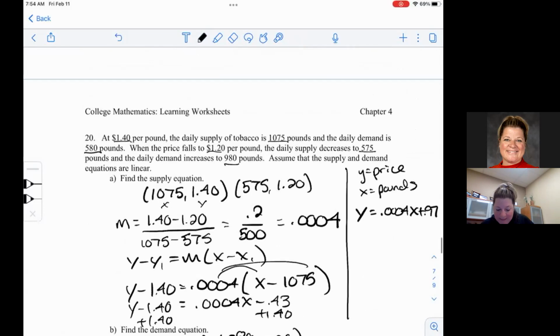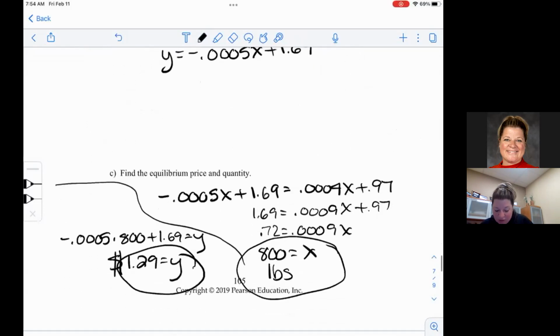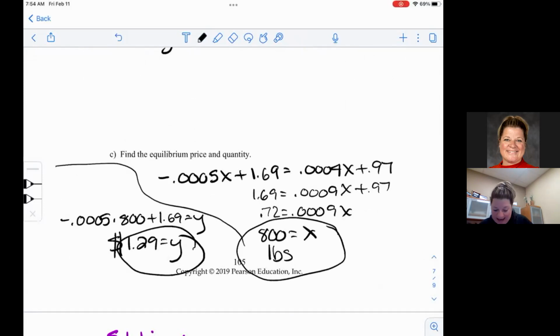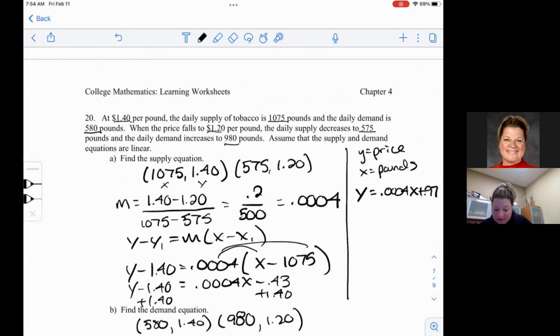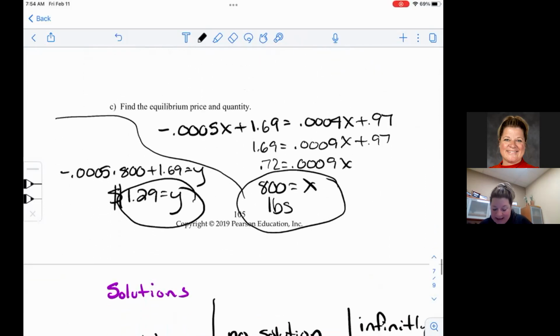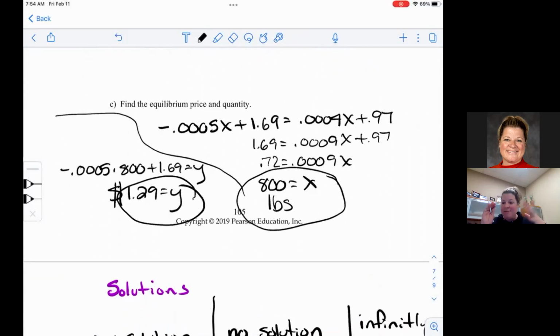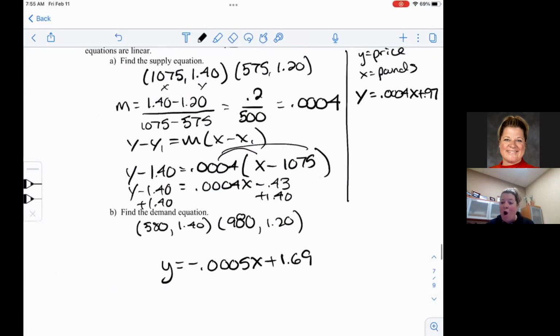So it's in between our $1.40 and our $1.20, so we can see it's $1.29, and the 800 is in between the other two as well, the 1,075 and the 580. So we can kind of see that the equilibrium is in between there. But there you go. Equilibrium is probably where you should go, right? Because that's where our supply and our demand are equal.